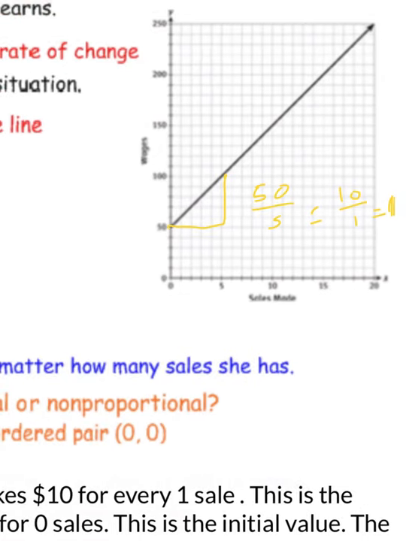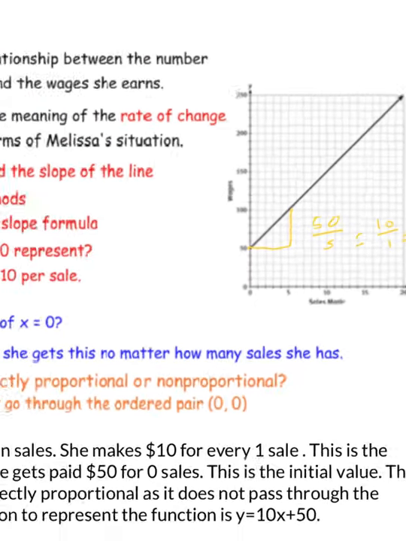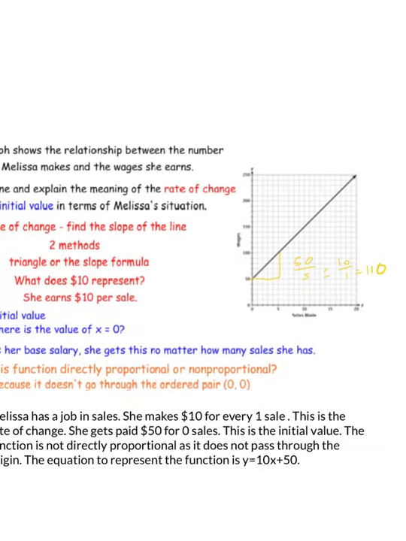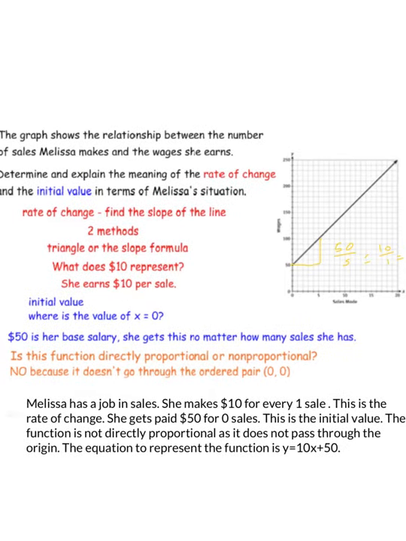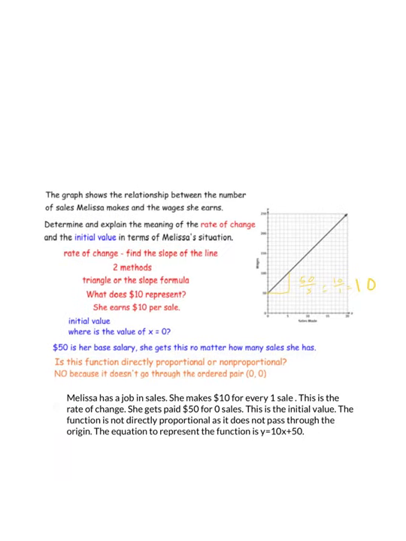Okay, so now looking at that, our slope, or our rate of change, is 10. What does that mean? It's 10 over 1, so technically 10 is the y, or the rise, so it's 10 wage, or $10, and then the run is sales made, which is 1, so it's $10 for every 1 sale that's made.